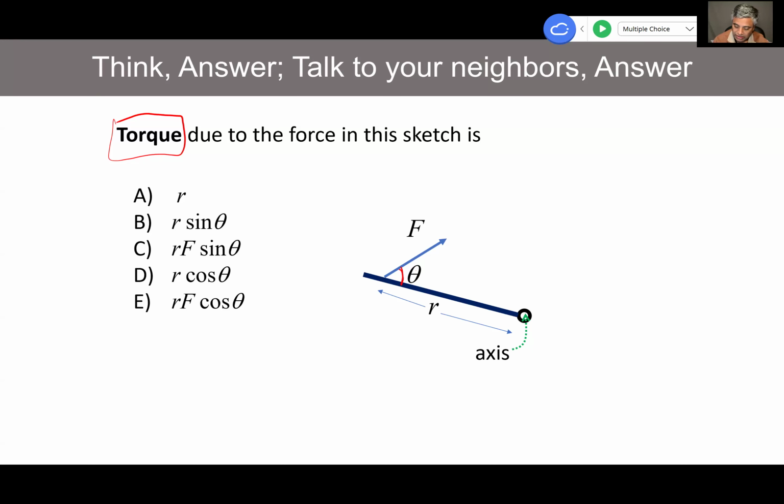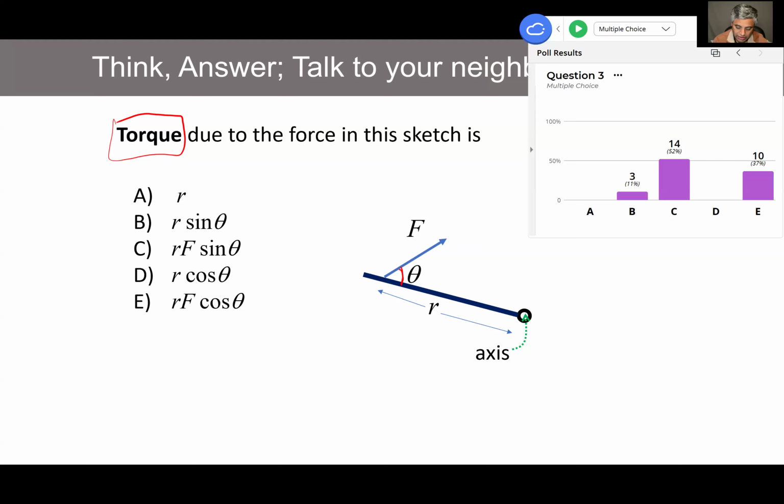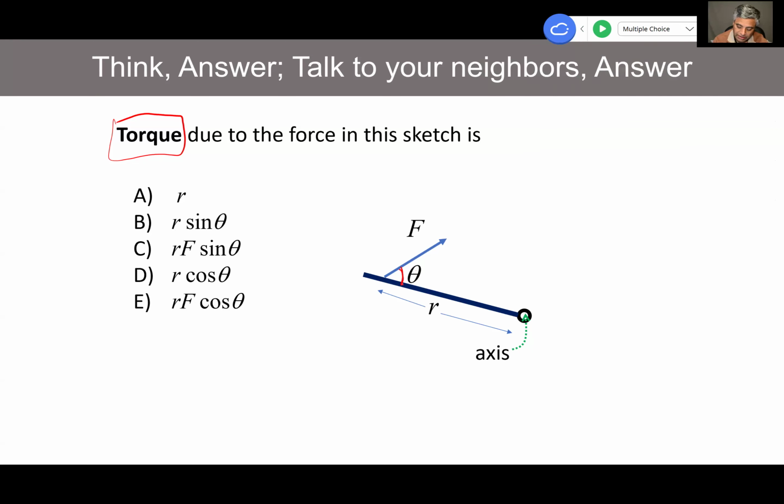So let's see how we did here. Mostly C in this case, and there is E as well. So there is confusion between sine and cosine. This time it is sine because it's the angle between R and F. So this is the correct angle that goes in the formula with sine. Okay, so that's why this is that.